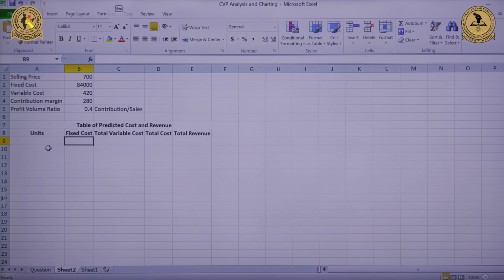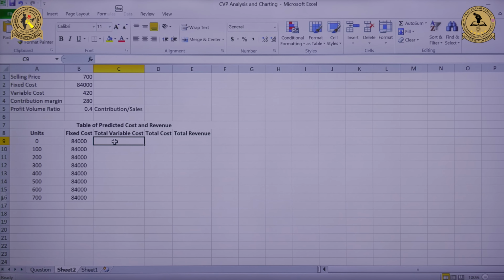Now the next step is the preparation of table of predicted cost and revenue. In the numerical, it's clearly given that the level of output is 0, 100, 200, 300, 400, 500, 600 and 700. Now against this predicted level of output, first and foremost, I need to compute my fixed cost, then my total variable cost, and finally total cost, and at last total revenue. The question clearly specifies that the fixed cost is 84,000 rupees. So I just need to type 84,000 and just drag this figure till 700 units of output.